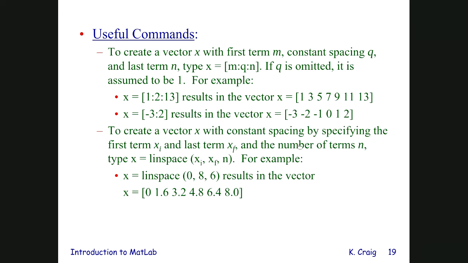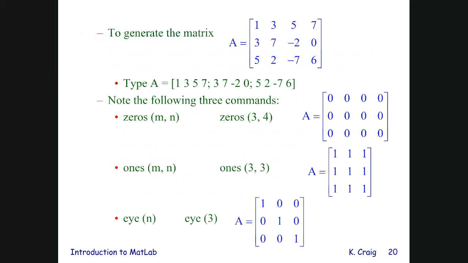If you want to create a linearly spaced vector, let's say something between 0 and 8 with 6 data points, you say linspace(0,8,6), and you get this, for example. And you can also have logarithmically spaced vectors with logspace. That's another thing. To generate a matrix, for example this matrix, you just type the matrix with semicolons, as I have said.